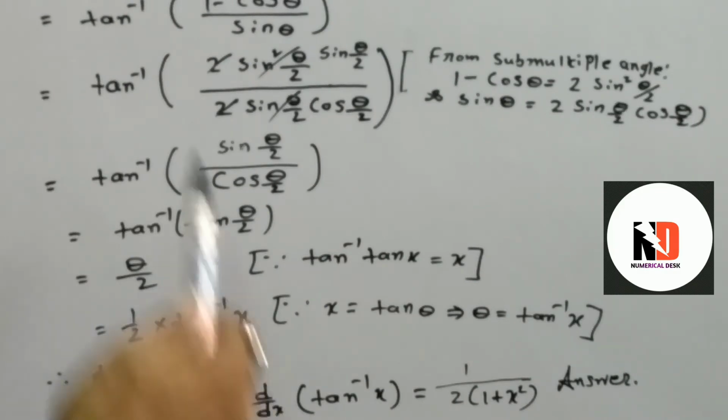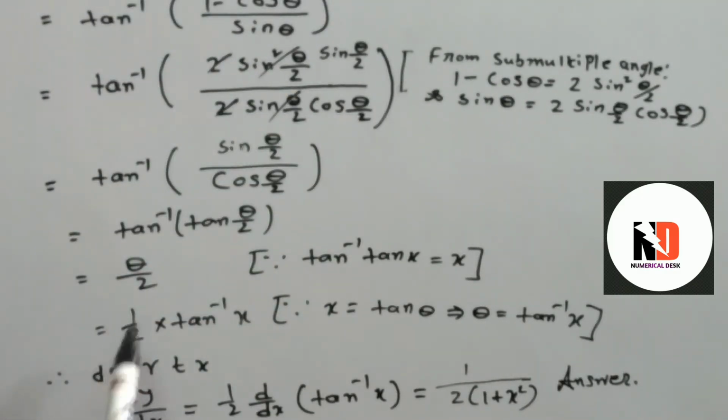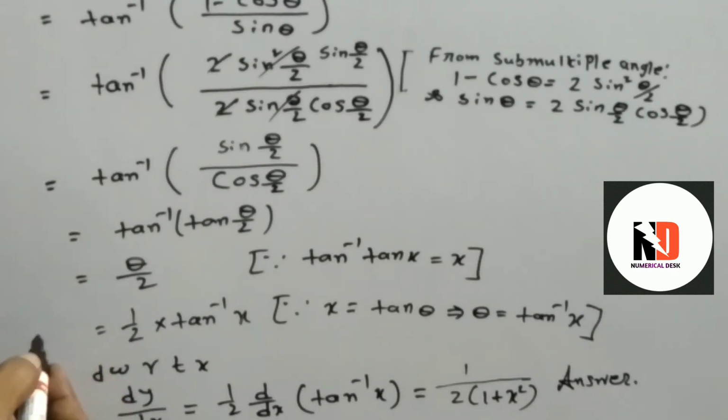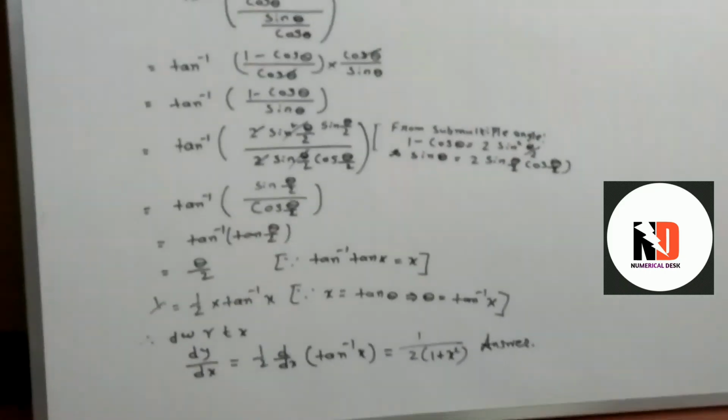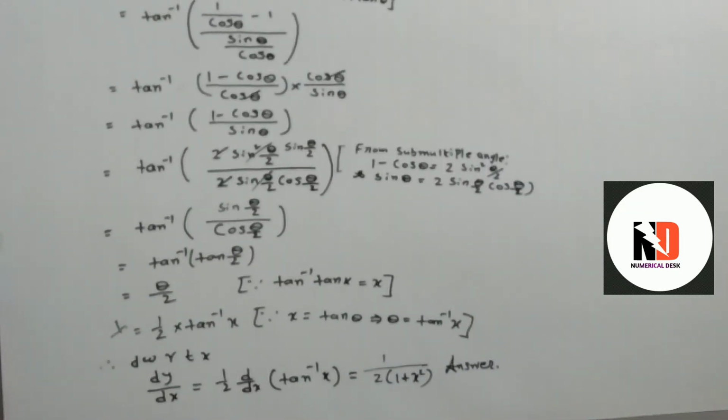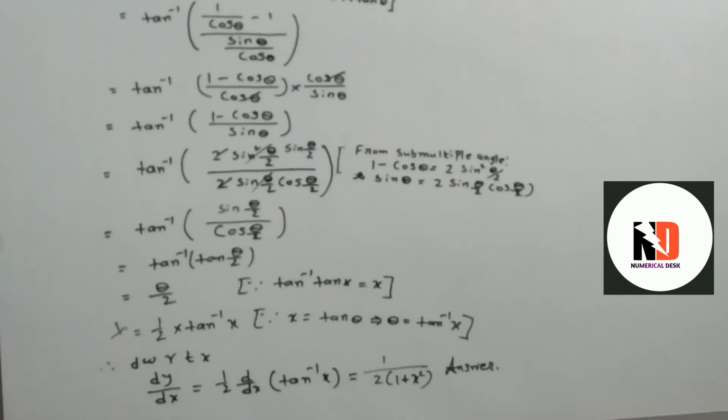Now differentiating the sum, dy by dx equals half d by dx of tan inverse x. So d by dx of tan inverse x equals 1 by 1 plus x squared. Then dy by dx equals 1 by 2 times 1 by 1 plus x squared. This is the answer. Hope you have followed this sum. The important part to say here is the multiple angle formulas. All the formulas you must remember. Thank you very much.